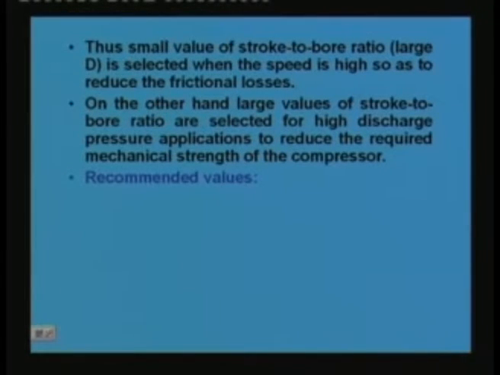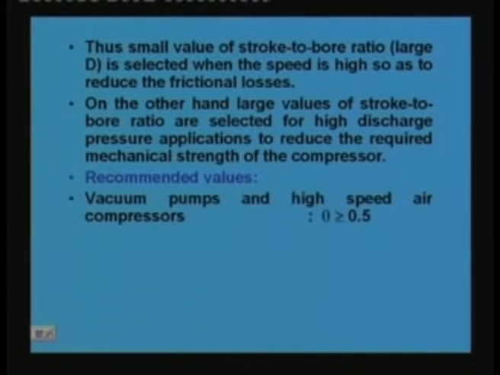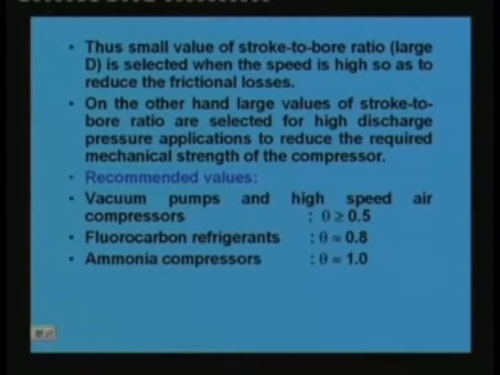So some of the recommended values are like this. For vacuum pumps and high speed air compressors, normally the theta value is about 0.5. As I have already mentioned, when speed is high, diameter should be large, that means theta should be small. For fluorocarbon refrigerants, the industrial practice is to select a stroke to bore ratio of about 0.8. And for ammonia compressors, normally theta is selected as about 1. For ammonia compressors the discharge pressures could be high, so you have to go for a slightly smaller diameter. That is why we have selected a slightly higher theta compared to fluorocarbon refrigerants.